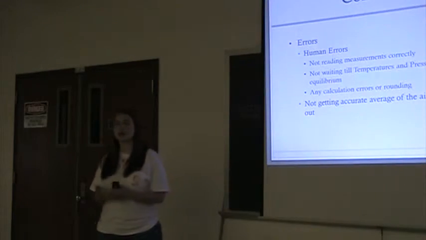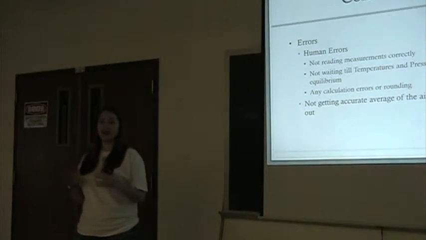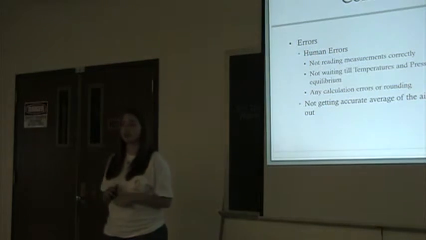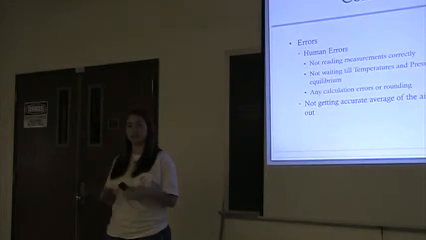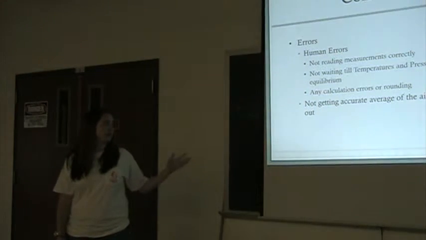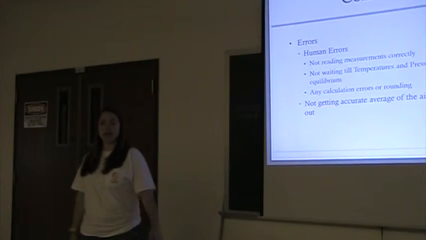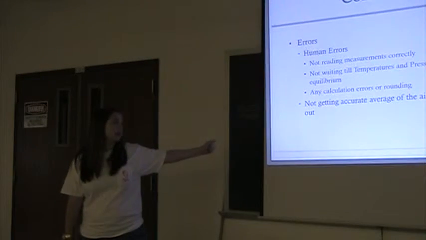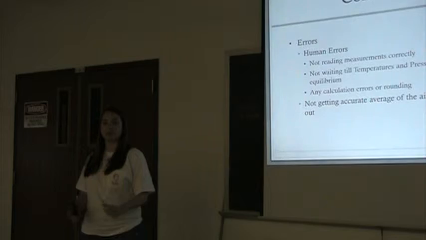Errors that we could have come across: obviously human error, incorrect calculations, not waiting until the temperature and pressure measurement reaches equilibrium, and then obviously any calculations in grounding. And then if there were incorrect velocity in and out from the apparatus that we used.